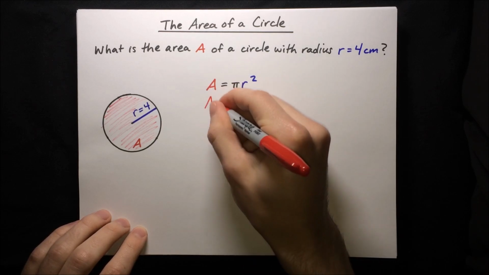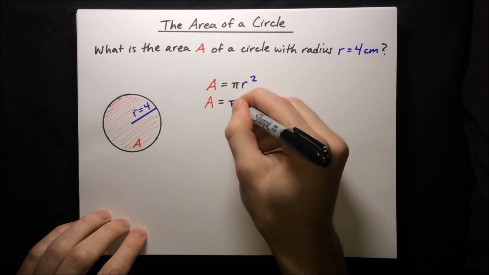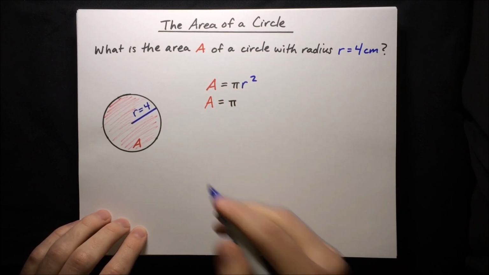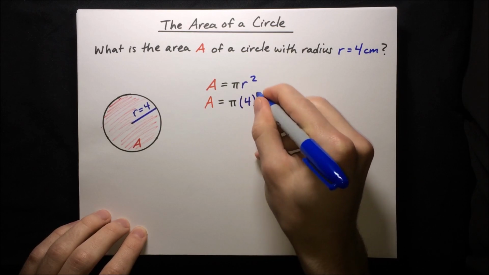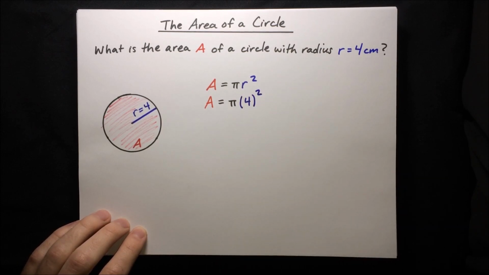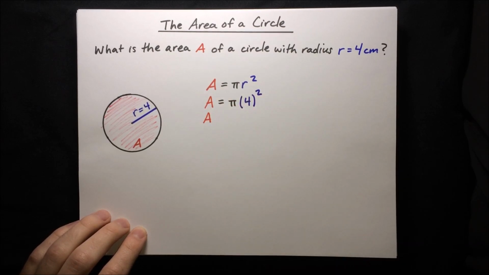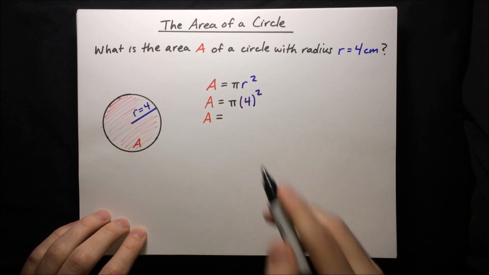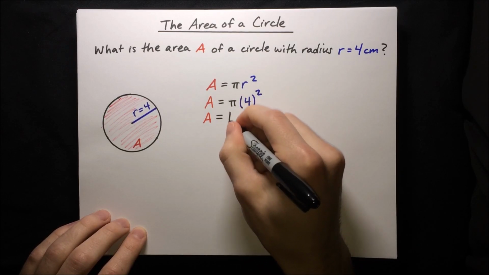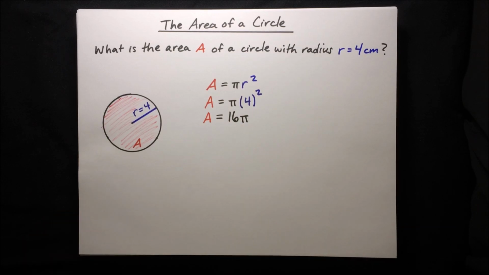So we'll write area equals pi times the radius squared. Well, the radius is just 4. So take 4 and square that. So let's simplify that. Area is just equal to, well, 4 squared is just 16, so 16 pi. But wait, we're not done yet.